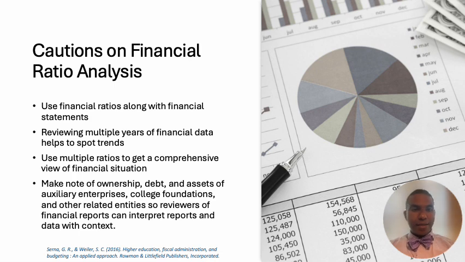All right. So now that we've talked about the ratios, I want to caution you not to just run with that and say, okay, here I have these numbers, therefore I can tell you everything there is to tell you about this institution. Let's back up a little bit. Make sure you're using the financial ratios along with the financial statements, because numbers don't lie, but numbers are all about context. And if you use the ratios without the context of the statements, there may be information that you're leaving out.